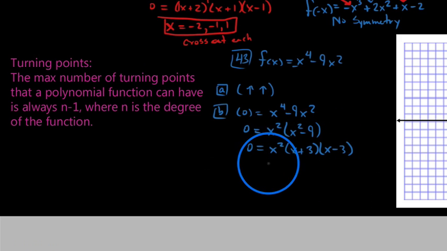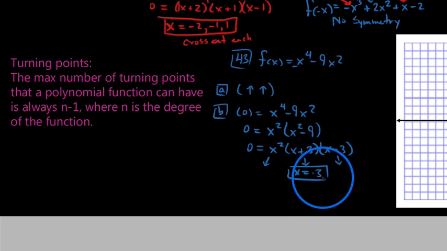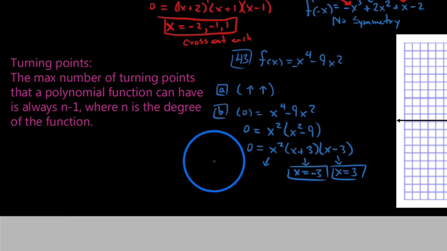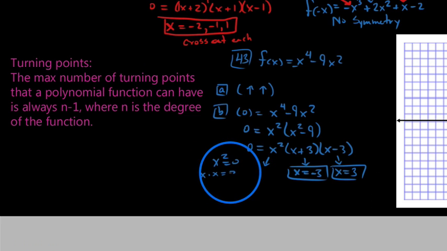Now that this is completely factored, we could set each of these equal to 0 and solve it, but one thing I recognize is that I'm definitely going to get negative 3 from x plus 3 as a factor. I'm going to get x equals positive 3 from x minus 3 as a factor. And if x squared is equal to 0, I need you to recognize something here. This is really truly x times x equals 0, which means that either x equals 0 or x equals 0.